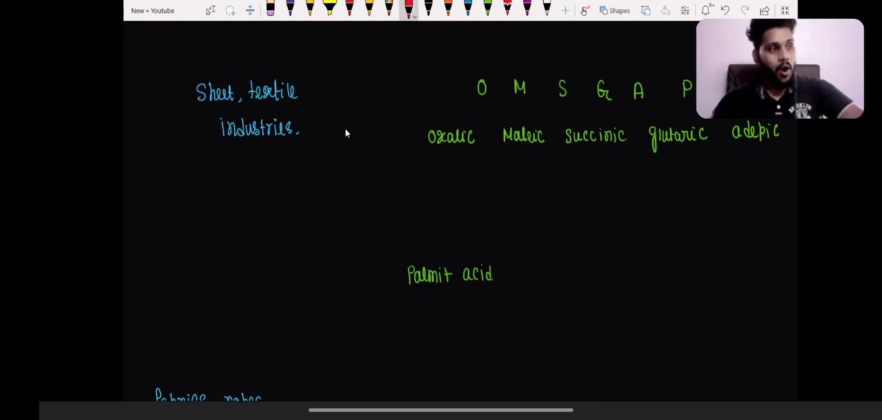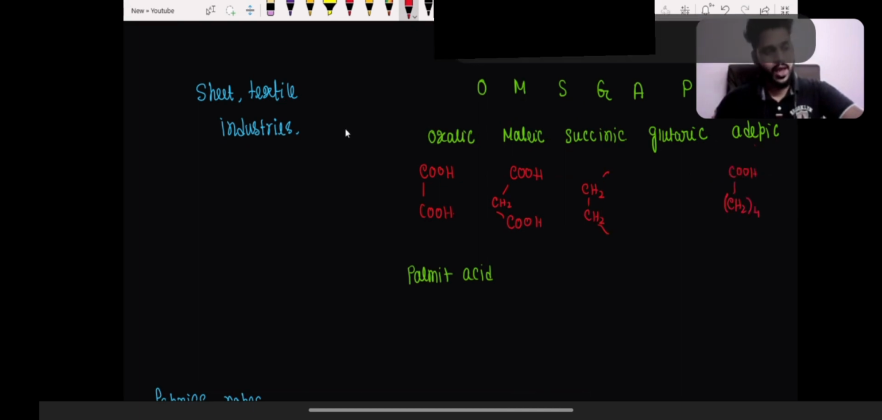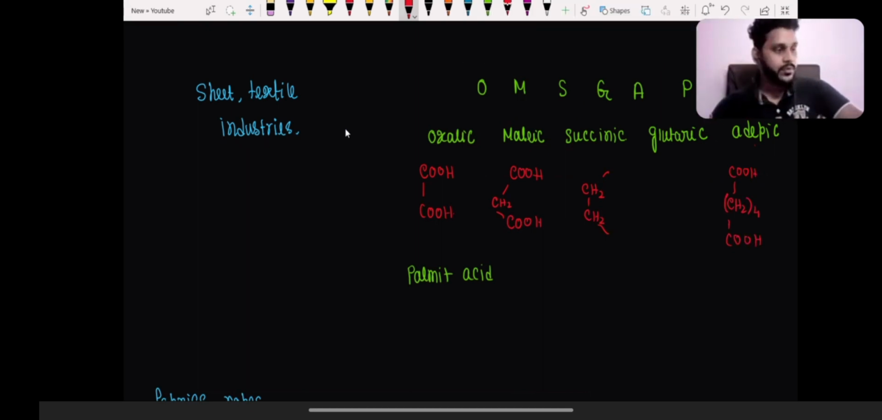Now, oxalic acid is something which has 2 carboxylic acids connected with each other. When you go to malic acid, in between 2 carboxylic acids, there is a CH2. There is 1 carbon present in here. For succinic acid, there are 2 CH2 groups in between 2 carboxylic acids. For glutaric acid, 3 CH2. For adipic acid, there would be 4 CH2, right? You get the point? And for palmitic acid, there will be 5 CH2. So guys, that is how we remember it.